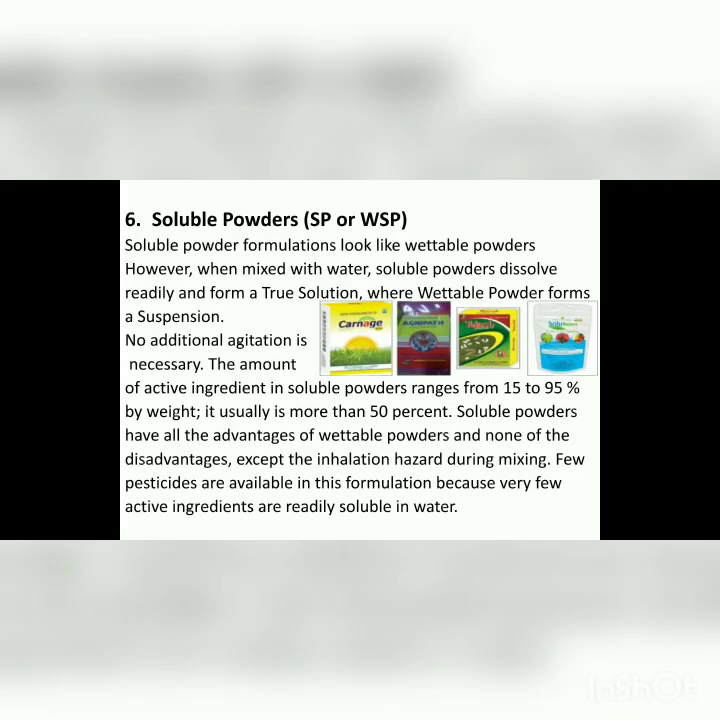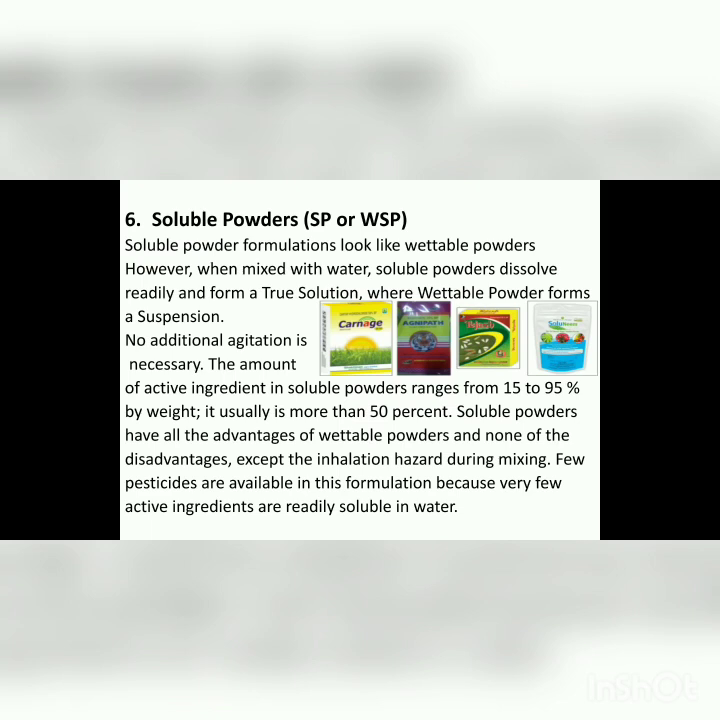Then the last one, soluble powders. Soluble powder formulations look like wettable powders. However, when mixed with water, soluble powders dissolve readily and form a true solution, whereas wettable powders form a suspension. There is no additional agitation required.